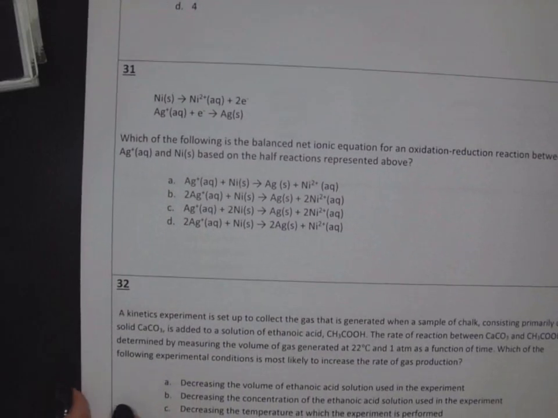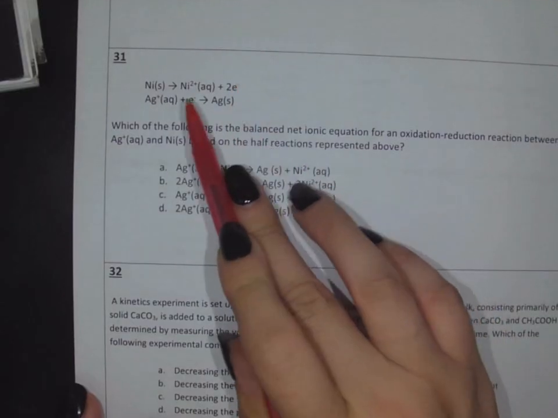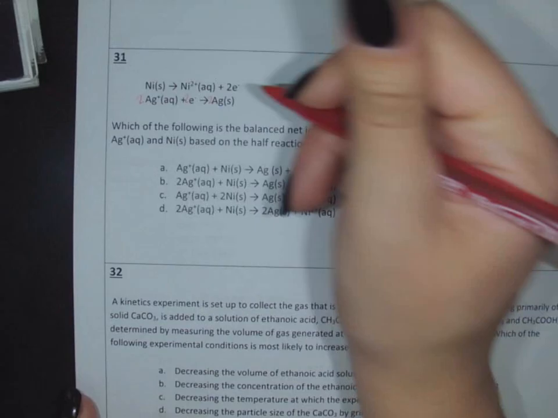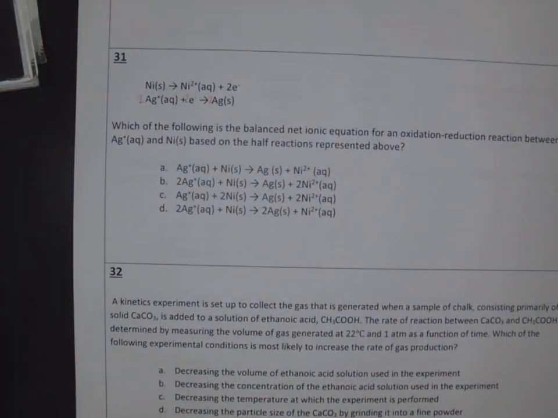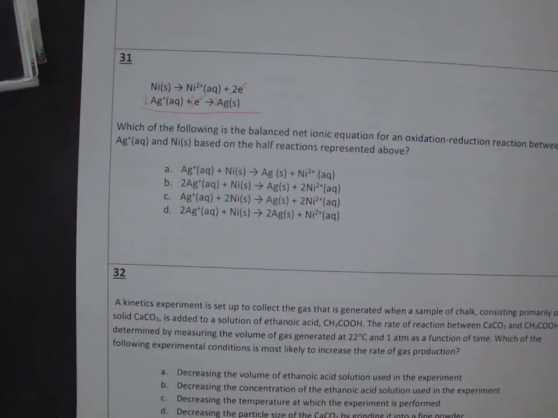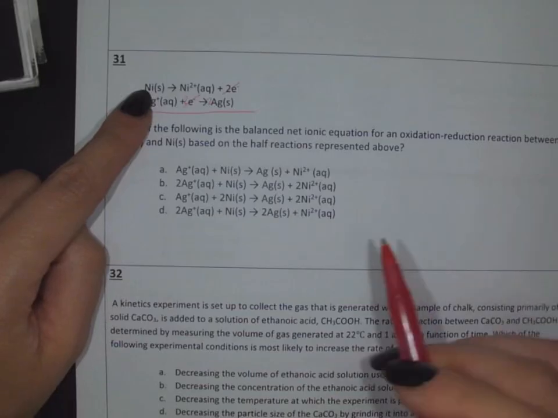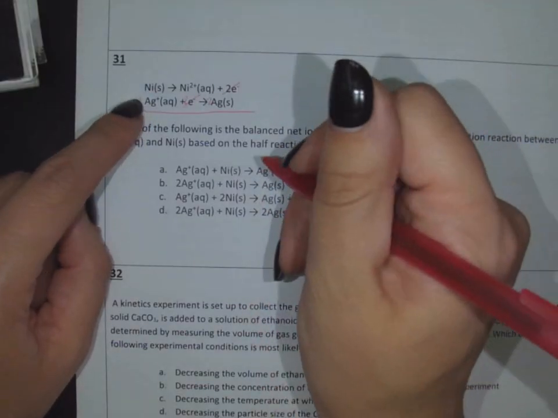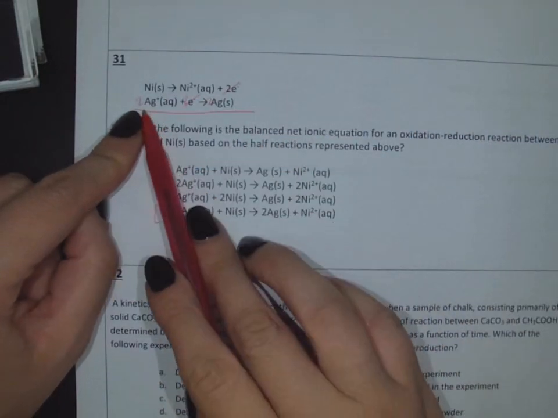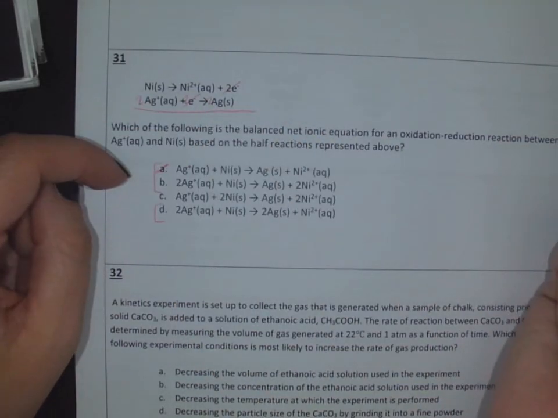Number 31, we got something, it's the same thing. We have 2 electrons being lost, 1 electron being gained, so I need to multiply everything down here by 2. And then once I do that, I can combine these things, right? Where the 2 electrons cancel, but everything else is there. So I need to have nickel solid on the reactant side with a coefficient of 1 in front of it. I need to have 2 silver plus on the reactant side, aqueous, so I can get rid of A.